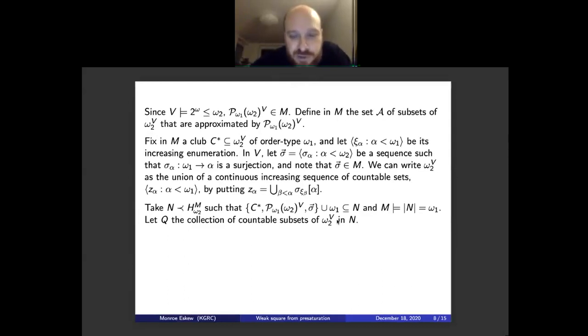OK, so now that we have these things, take a countable elementary submodel M of H(omega 2) of the omega 3 of V. Let's take these objects inside: C star, this set of countable subsets of omega 2, and the sequence of surjections, and make sure it has all the ordinals below omega 1 there. And take the model only of size omega 1. And let Q be the collection of countable subsets of omega 2 of V that live in this model.